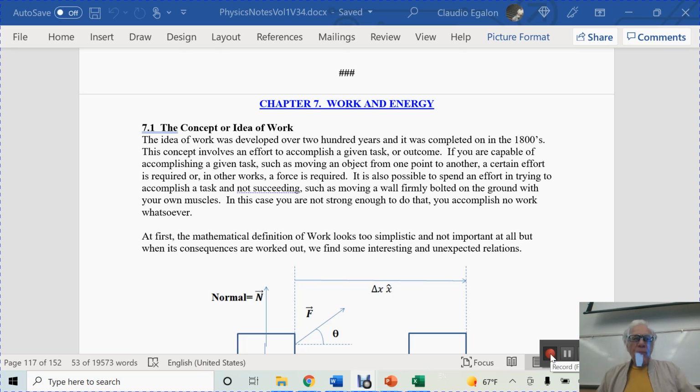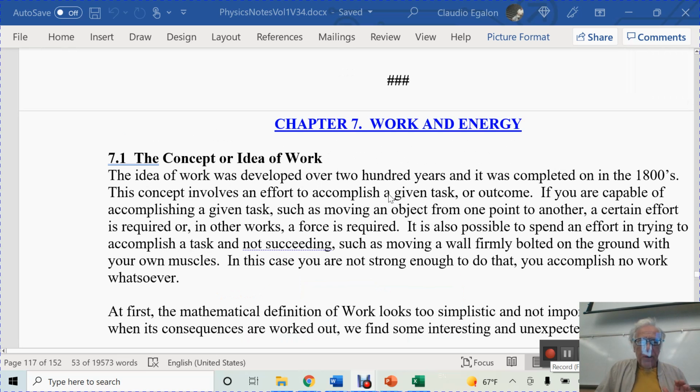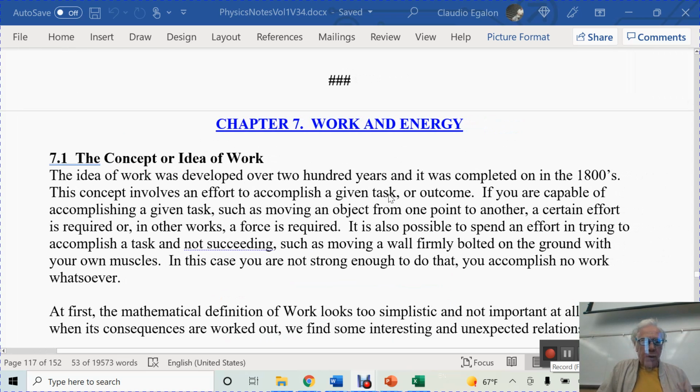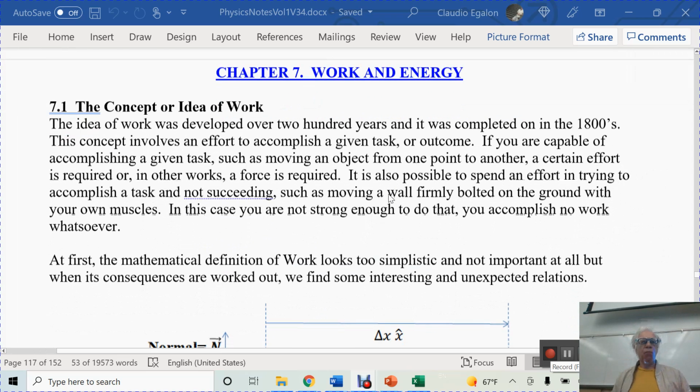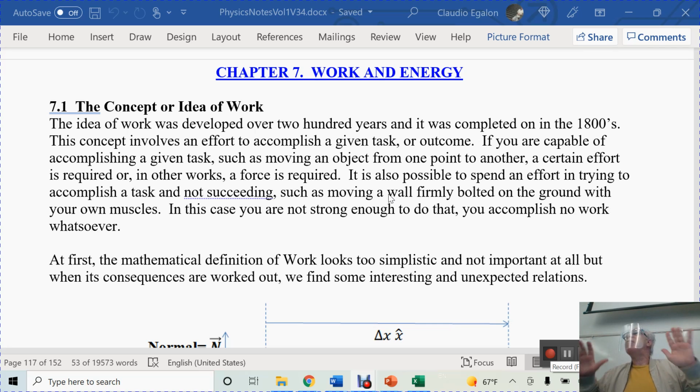Okay. So, in physics, we have this idea of work that's completely different from the verb work. Okay. Work in physics is not a verb. It's a noun. Okay. And the idea of energy is closely related to the idea of work.